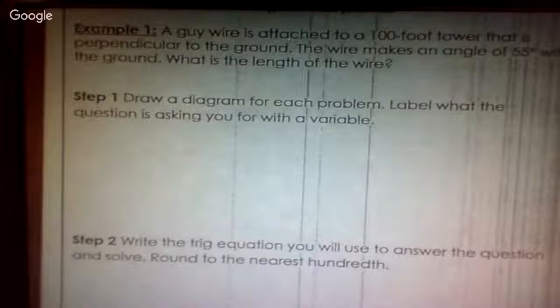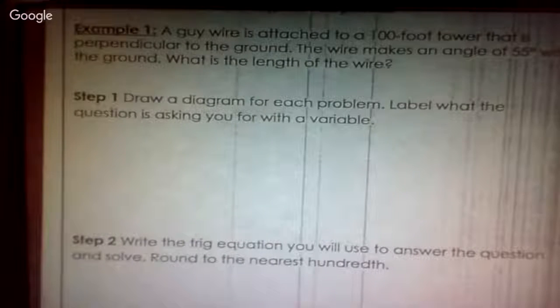What in the world do I do with a problem that doesn't have a picture already? Draw. We need to draw it. So, step one is to draw a diagram for each problem. Label what the question's asking you for with a variable. So when you draw your picture, you're going to label all your sides with what you know, and you're also going to put your X or whatever variable you would like on what you're solving for.